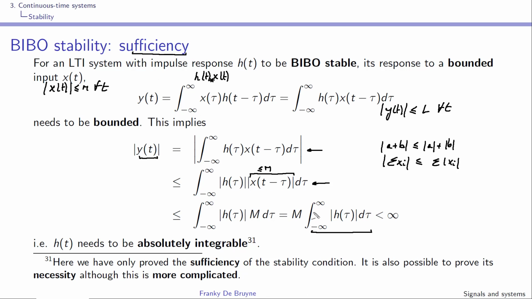We have shown that if the absolute value of the impulse response integrated from minus infinity to infinity is bounded, then you have proven that, well, the output will be bounded, whatever the x of t that is bounded as well.